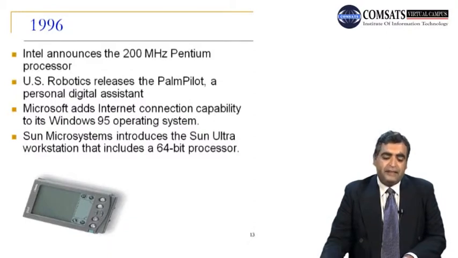In the year 1996, Intel announces the 200 MHz Pentium processors. US Robotics releases the Palm Pilot, a personal digital assistant. You can see this is the Palm Pilot, and now it is easy to write contacts, make notes, and keep diaries. And Sun Microsystems introduces the Sun Ultra workstation that includes a 64-bit processor.